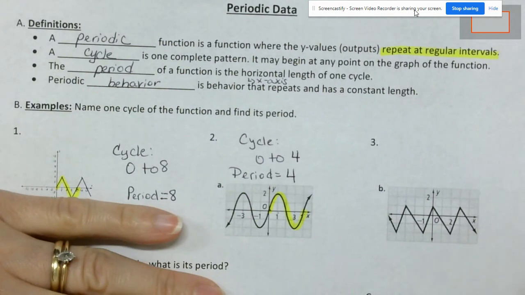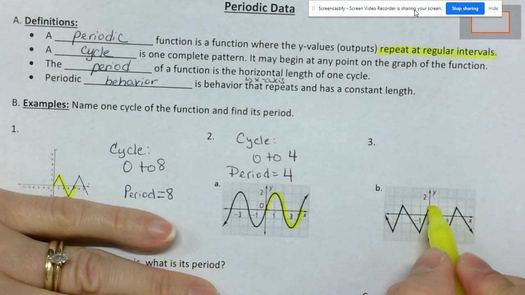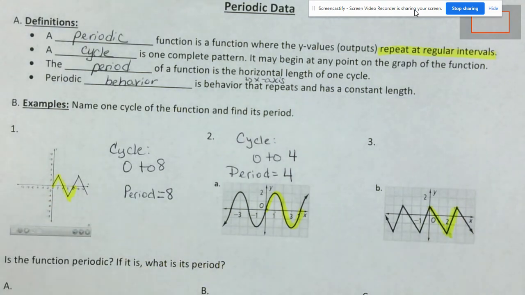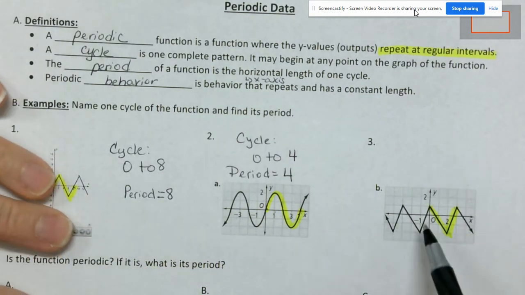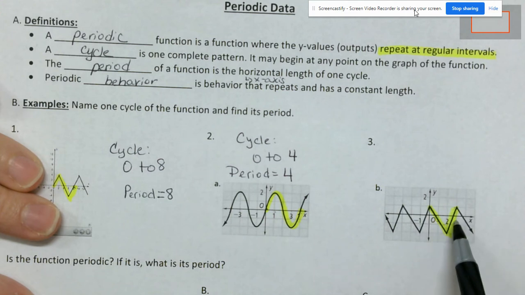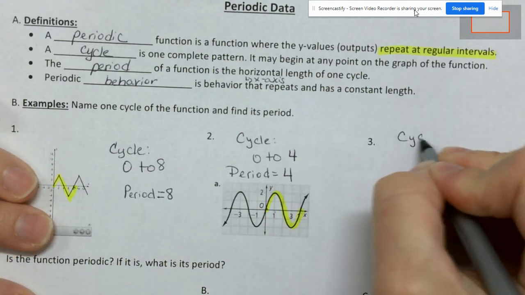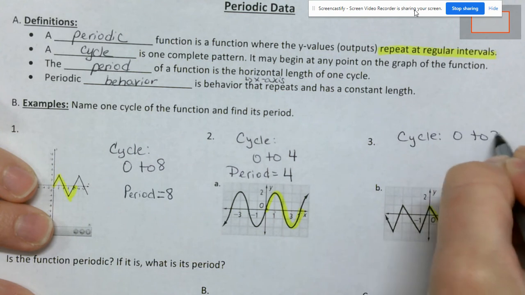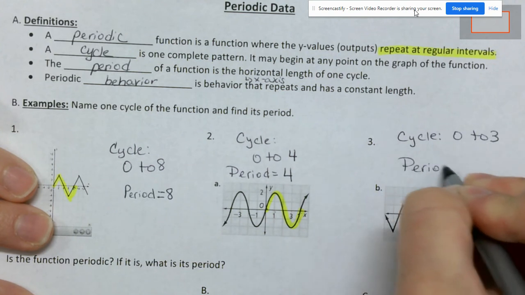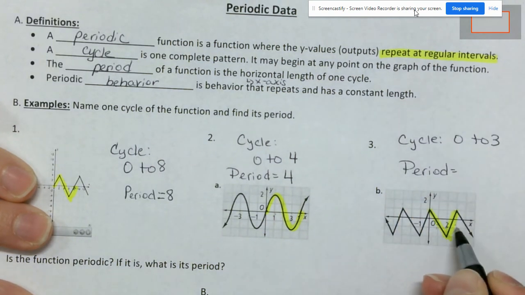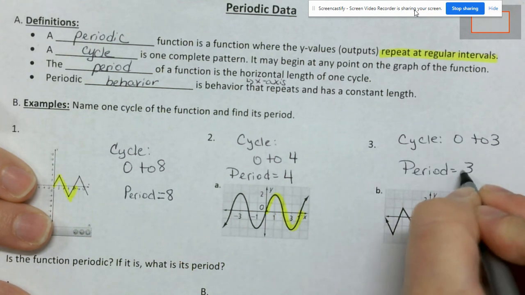Okay, so for number 3, if I start at the origin, I'm going down, and then I go back up to where I started from. So this right here is one cycle of that graph. Now you'll notice that's from 0, 1, 2, 3. So the cycle is from 0 to 3. And the period is 1, 2, 3 units long. So the period is equal to 3.